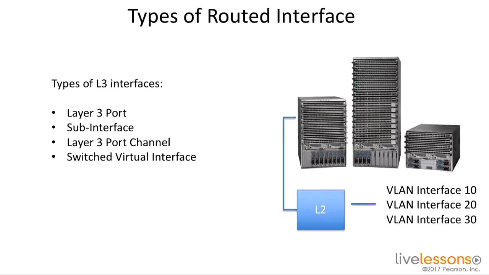So if I have a server that's plugged into VLAN 10 and another server that's plugged into VLAN 20 and they want to communicate to each other, I might create an SVI, or switched virtual interface, on VLAN 10 and VLAN 20 so that they can route between each other and communicate with each other.